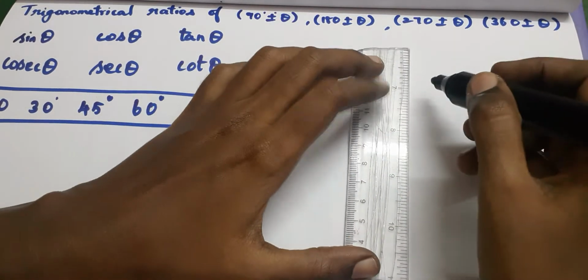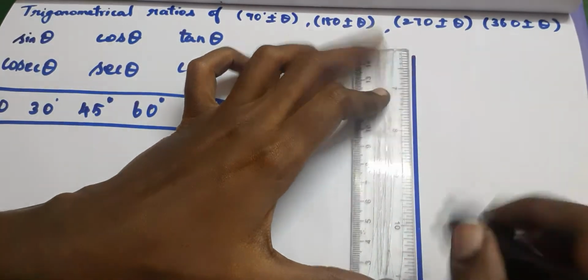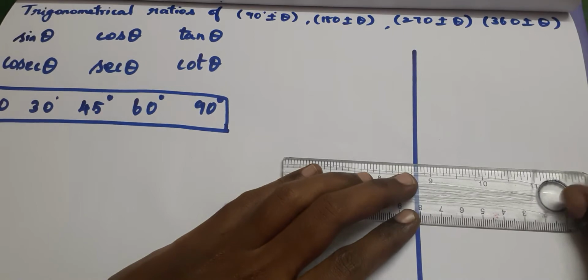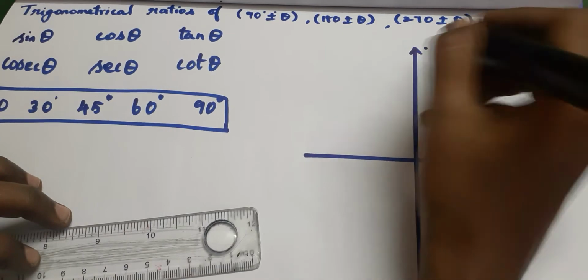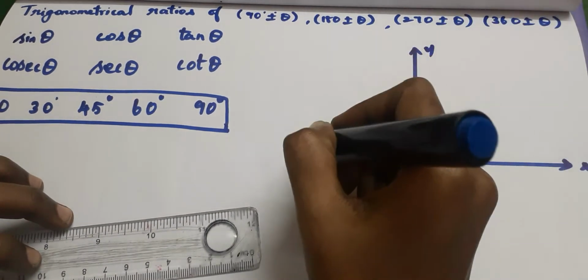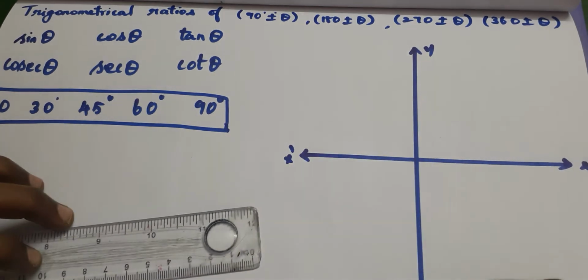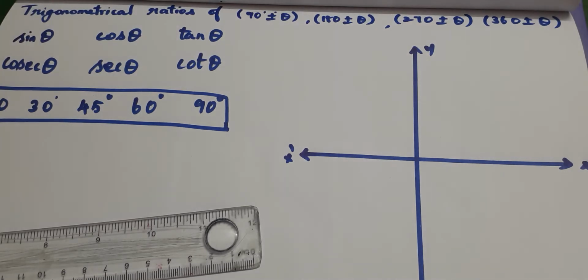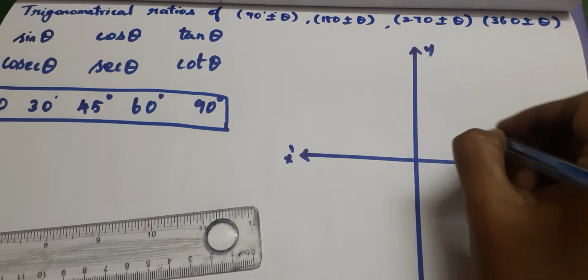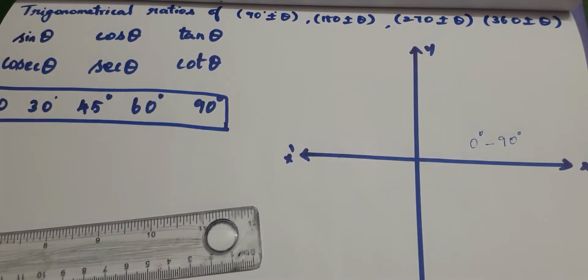Okay, so before going to that we will draw the diagram. You know the Cartesian plane, that is your xy plane. In the xy plane so far we saw 0 to 90 degree. Now we are going to see 180, 270 and 360 degrees. In the first quadrant the angle lies between 0 up to 90 degree, right?